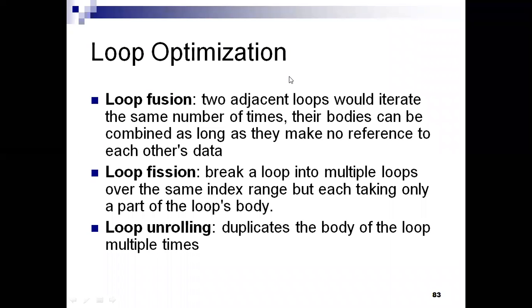And what is loop fission? Break a loop into multiple loops over the same index range, but each taking only a part of the loop's body, not the overall body. Then we can call that type a loop fission. And what is loop unrolling? Here, it duplicates the body of the loop multiple times. That means redundancy of the loops. Then we can call that loop unrolling. These are all the types of loops.